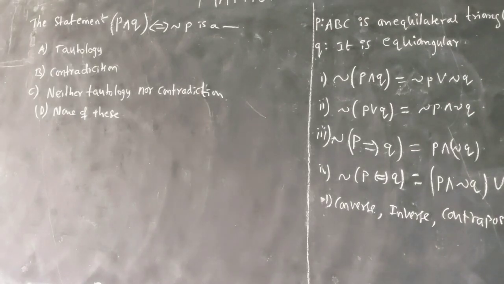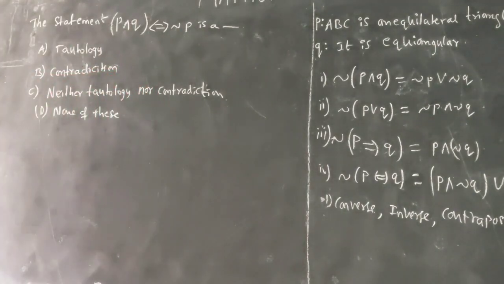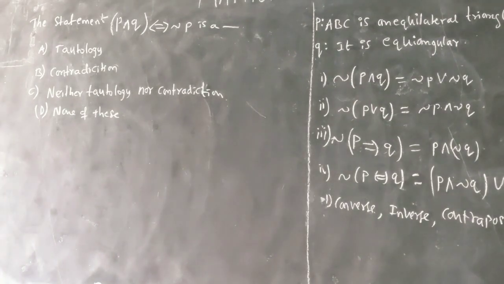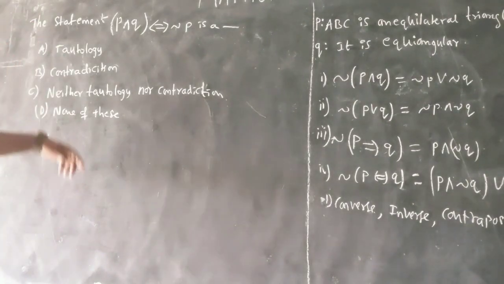Hello students, let us solve this question. Just now I explained to you what is tautology and what is contradiction. Hope you understand that. Just see this example here.